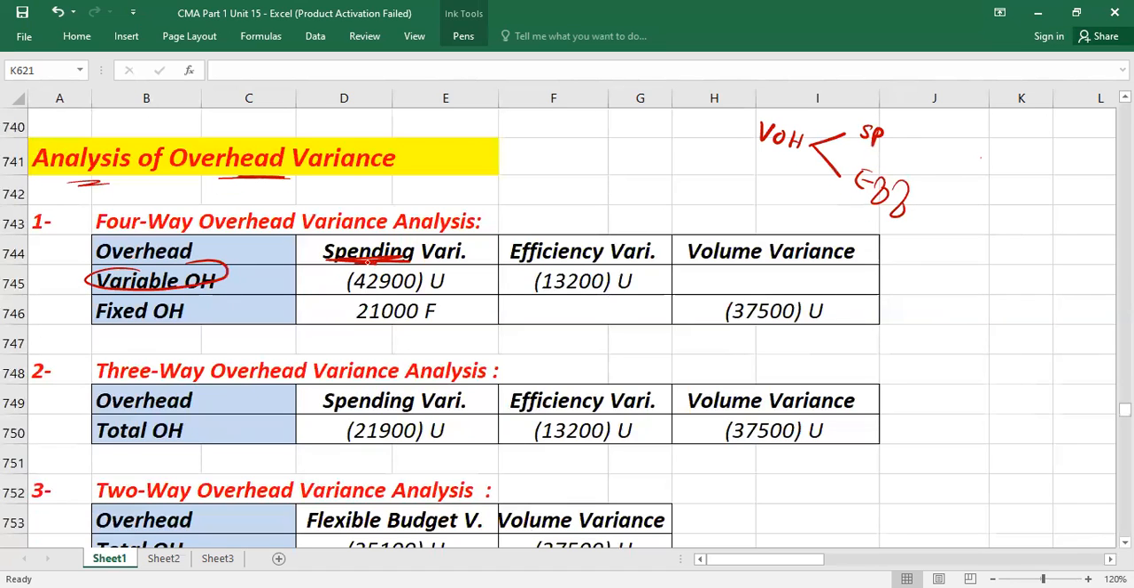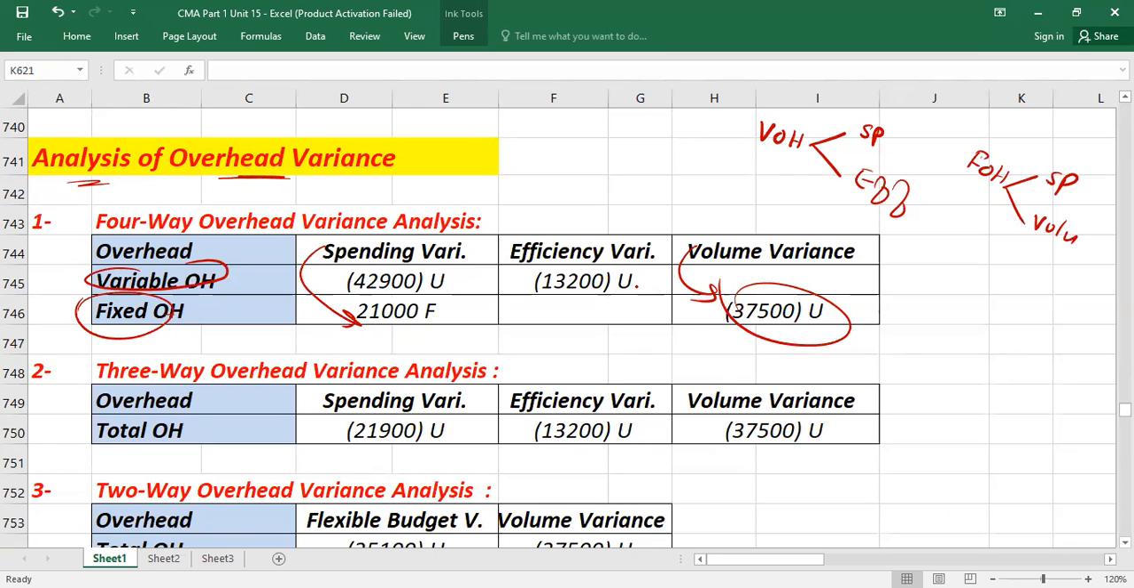Which one? Spending and what? Efficiency. Right? Just assume. And for fixed overhead, we have two variances. Which two? Again, spending and what? Volume. So it's written here. In front of fixed overhead, it's written spending, and then it's written under what? Volume. So in total, how many variances do we have?